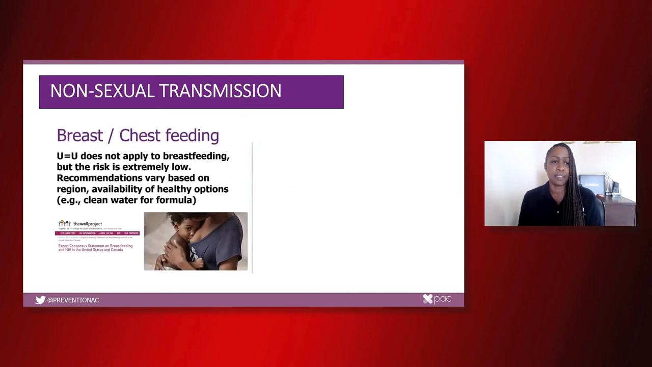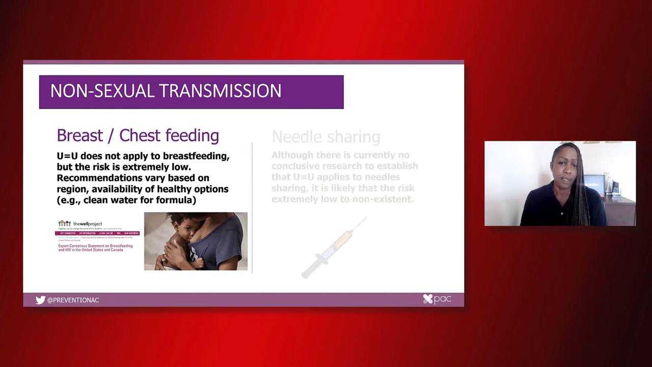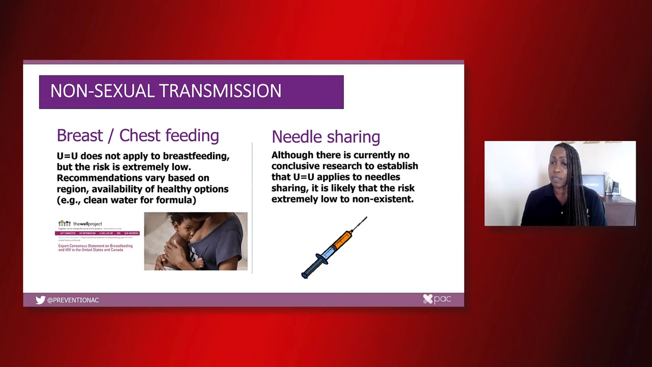So we have non-sexual transmission, which would be breastfeeding. So U equals U does not apply to breastfeeding, but the risk is extremely low. And recommendations vary based on region and availability of healthy options. And then we talk about needle sharing. Although there is currently no conclusive research established for needle sharing and U equals U, it is likely that the risk is extremely low to non-existent. Next slide.